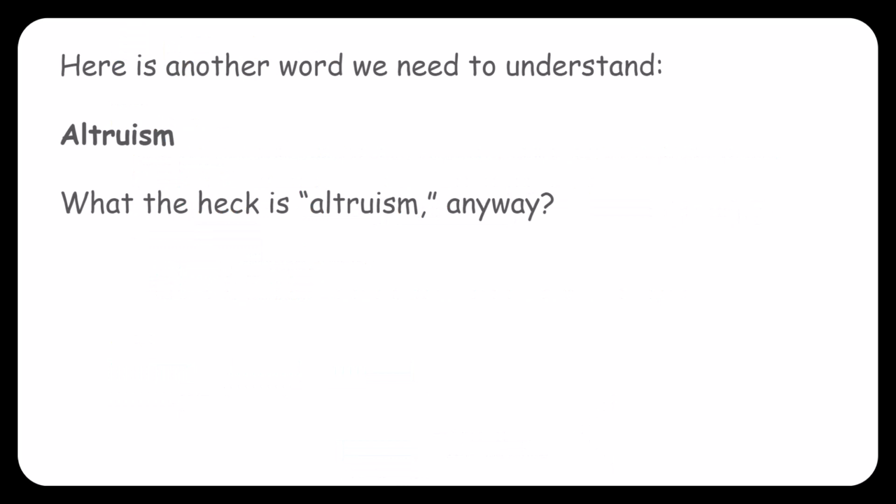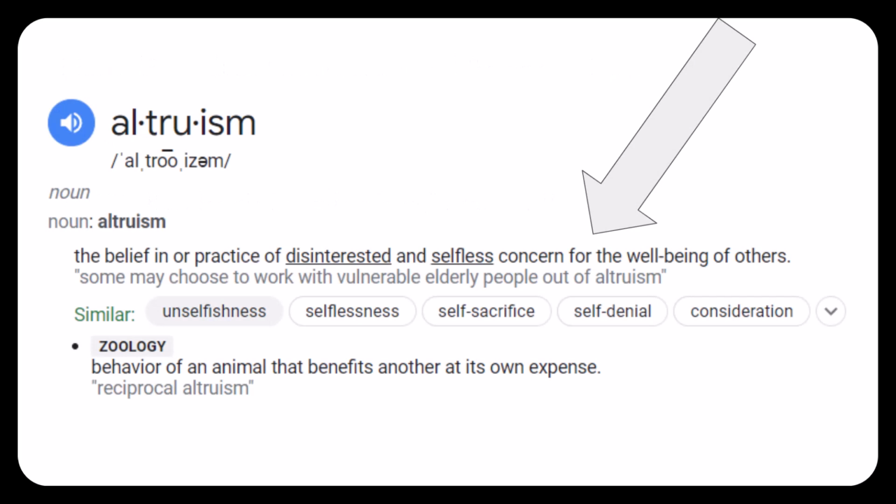All right, here's another word we need to understand, altruism. What the heck is altruism anyway? Altruism is the belief in or practice of disinterested and selfless concern for the well-being of others. Meaning, no matter how things are going, you think it's important that others can live well as well.